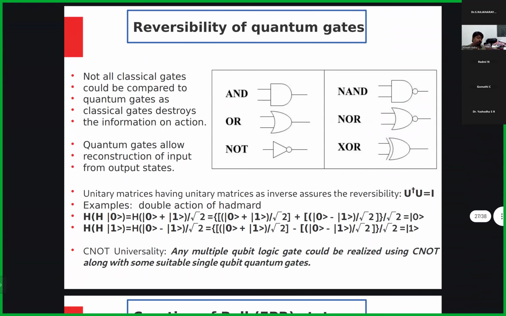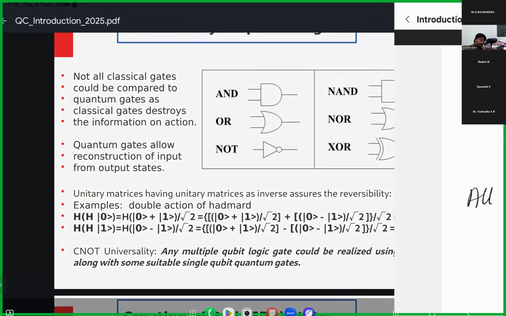So C naught gate representation we just saw. In fact, in classical computing, all the gates are actually destroying the input and producing the output. Which means the output is produced at the cost of the input destruction. So I can never retrieve back the input from the output. So it's irreversible.